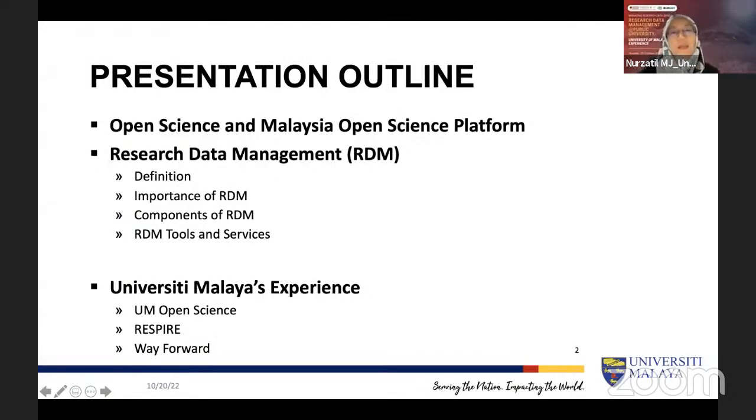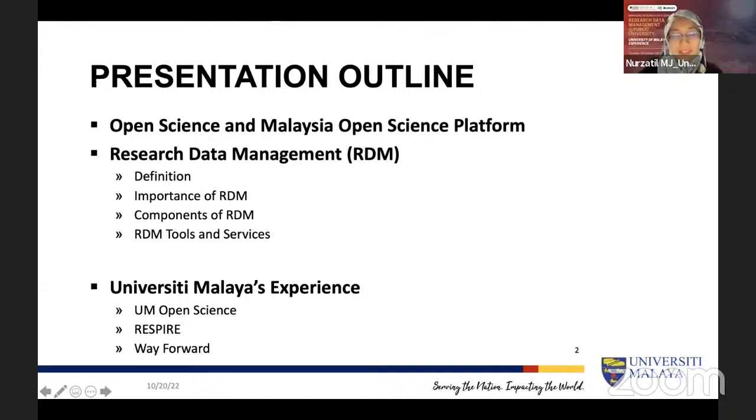So just a bit of outline to the presentation today. As Dr. Vidya has mentioned just now, I'm actually an ex-officio member of Malaysia Open Science Alliance. So I'll start my presentation with a bit of background about open science, which is very much related to research data management, and also the National Initiative Malaysia Open Science Platform, MOSP. And then I'll move forward to some theoretical perspectives about research data management, like the definition, the importance, the components of it, and what are the tools and services available out there.